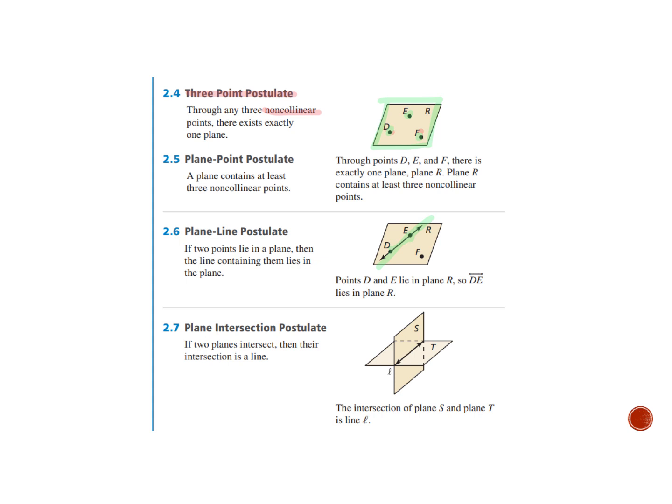And then the last postulate we're going to look at for right now is postulate 2.7, the plane intersection postulate. This says that if you have 2 planes and they intersect, then their intersection is going to create a line. So you can see if I have plane S and plane T, if they intersect, they're going to intersect at this line right here, which is going to be line L.